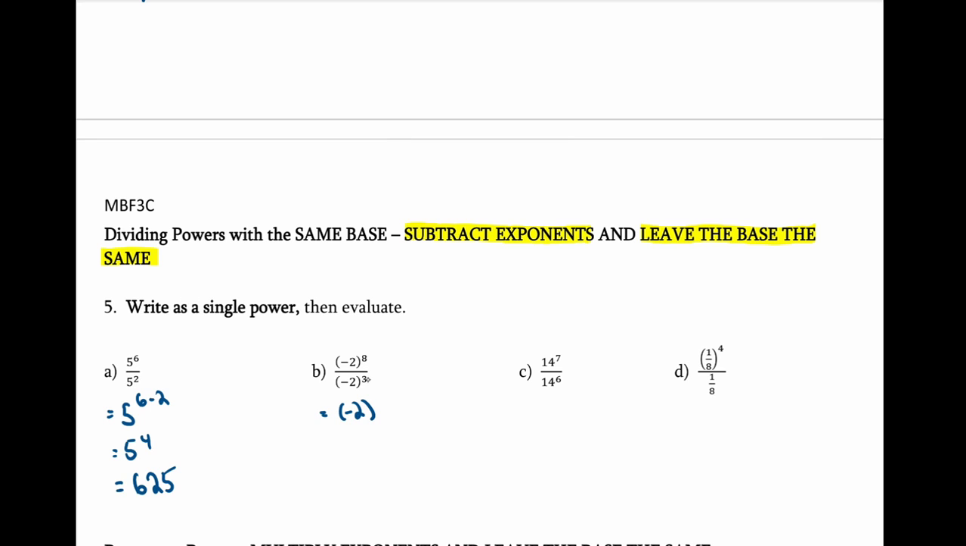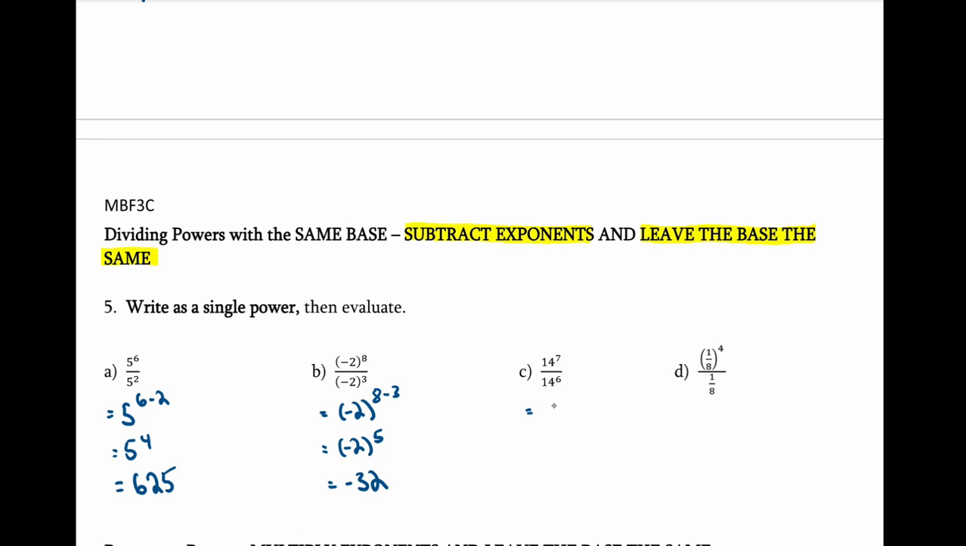Negative 2 is going to be my base, because that's the same base in both these powers. For our exponent, we have to subtract them because we are dividing. So it's going to be 8 minus 3. So negative 2 to the power of 5 is my single power. And then if I want to evaluate that, enter it in on the calculator. Again, remember, include those brackets. And we end up with negative 32 as our evaluation.